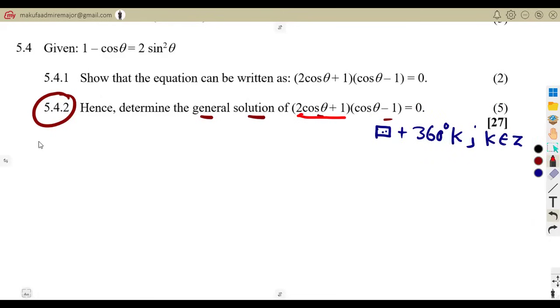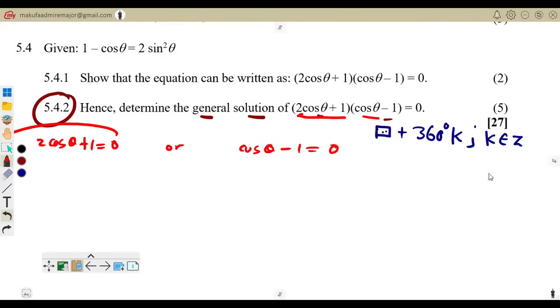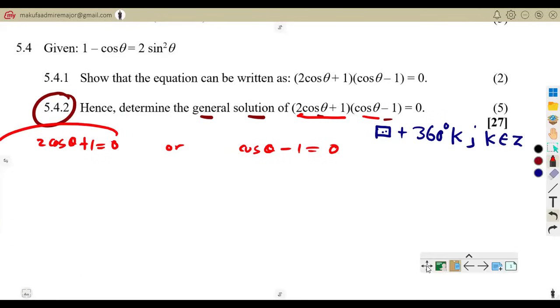One bracket is equal to 0 there. 2 cos theta + 1 must be equal to 0, or this bracket must be equal to 0: cos theta - 1 must be equal to 0. Let's start with the first one and work out everything from there and see what we're going to have. All right, so let's see.